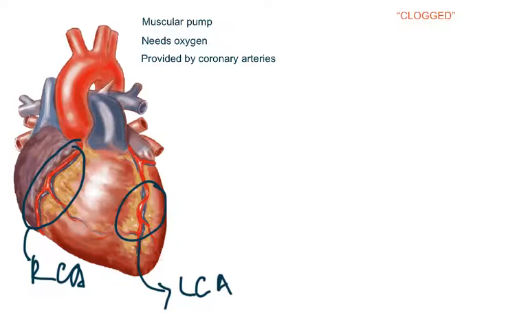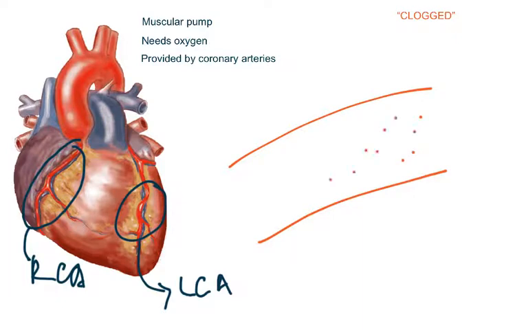Now sometimes what happens is that these coronary arteries become diseased, or what we call clogged. Now how does this happen? I'll explain briefly. Now this is a coronary artery. There are red blood cells, white blood cells, cholesterol, everything flowing through in the blood.